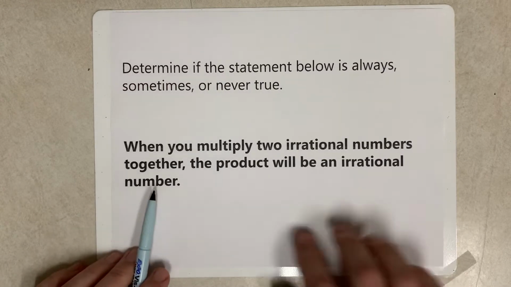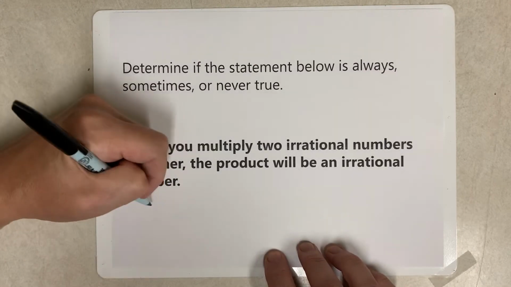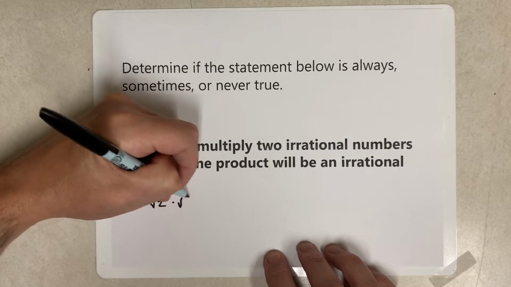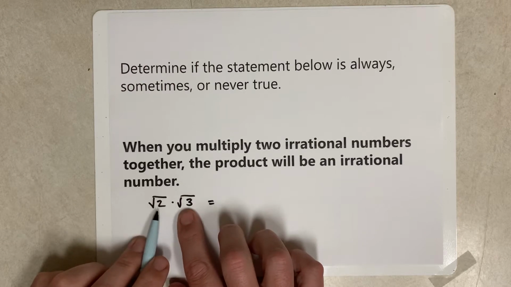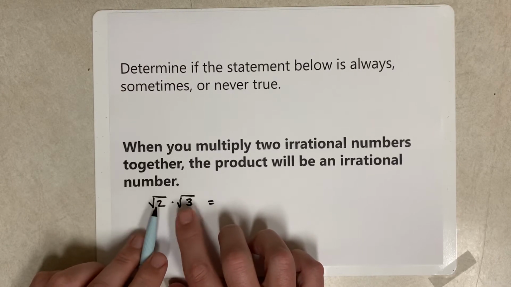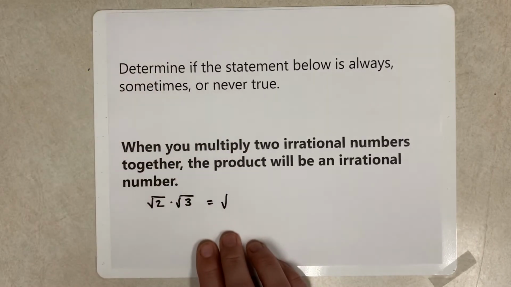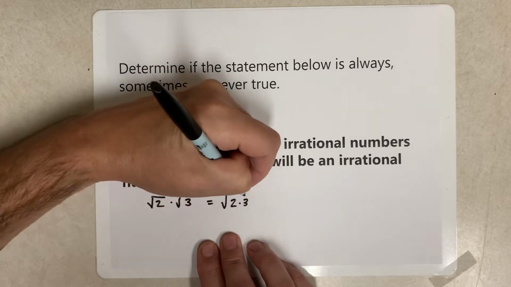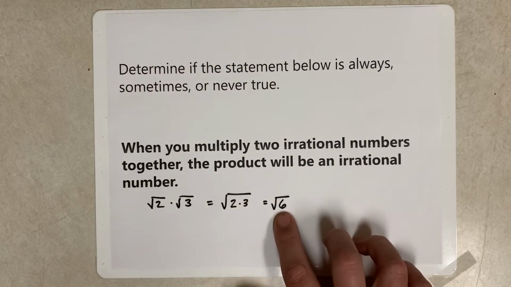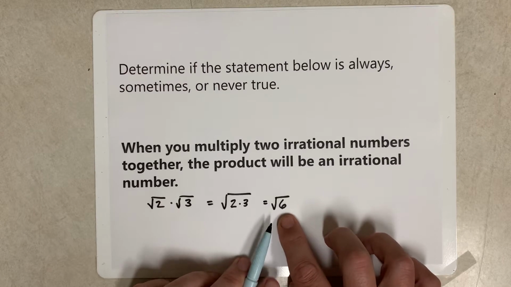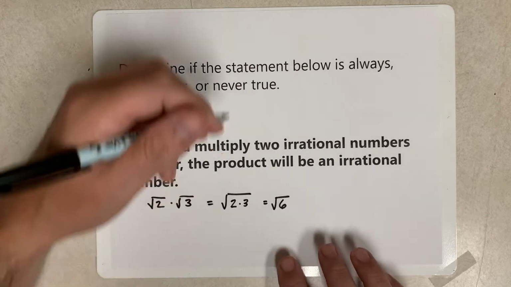So let's take a look at this. When you multiply two irrational numbers together, the product will be an irrational number. All right, so let's take a look at a couple examples. Let's take the square root of 2 times the square root of 3. Okay, now, these are both irrational numbers. Never repeat, never end as a decimal. If you multiply these together, if you remember your rule, you actually multiply the 2 and the 3 together. So by the rule, you get 2 times 3 underneath the radical here, and so you get the square root of 6. Well, you put square root of 6 in your calculator, and you're still going to get an irrational number. You're going to see that decimal go forever and ever, and it's never going to repeat.